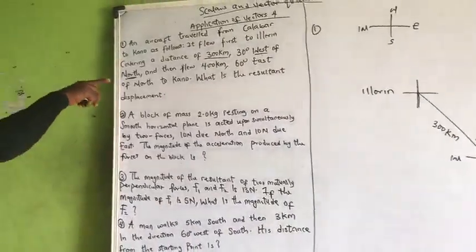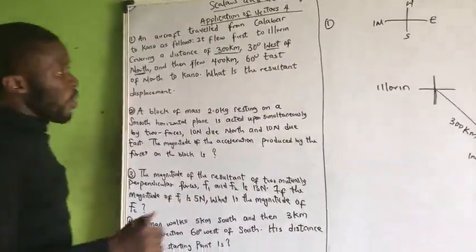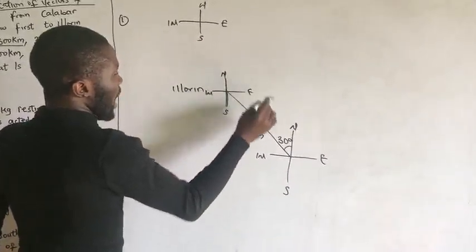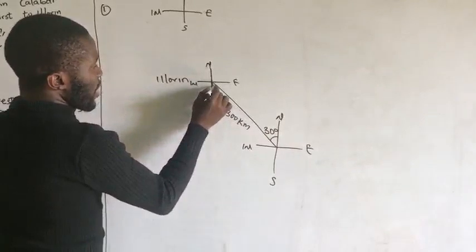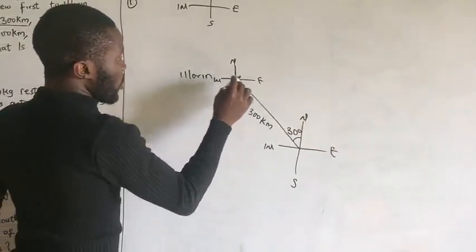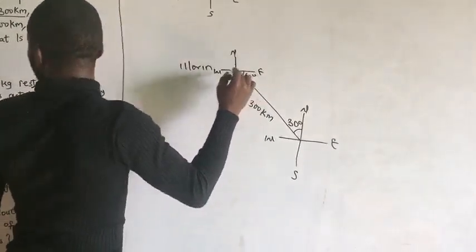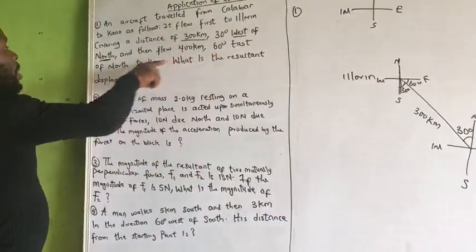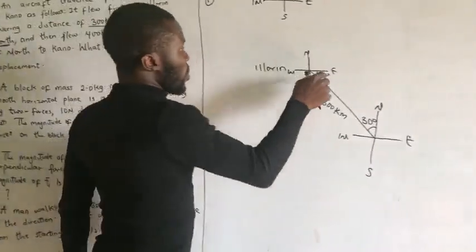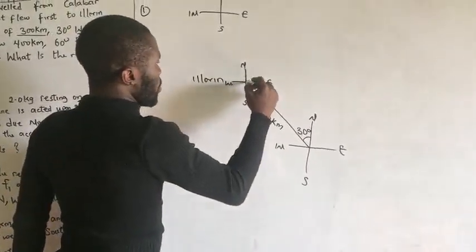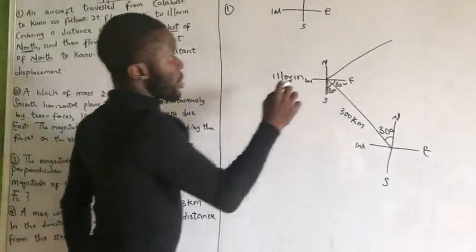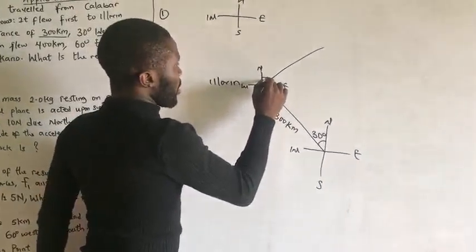And then flew 400 km, 60 degrees east of north. If this is north, south, west, east, and if this is 30 degrees, it means this side will be 30 degrees, alternate angle, and this will be 60 degrees. So now, 60 degrees east of north, what does that mean? It means our angle 60 degrees will be on the north. So this is 60 degrees.